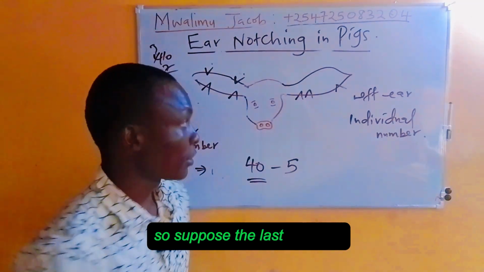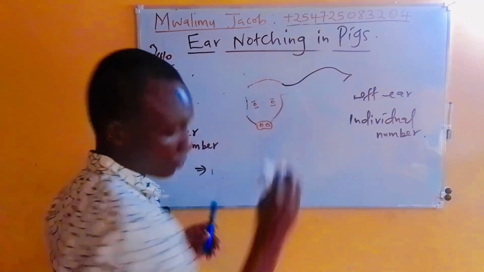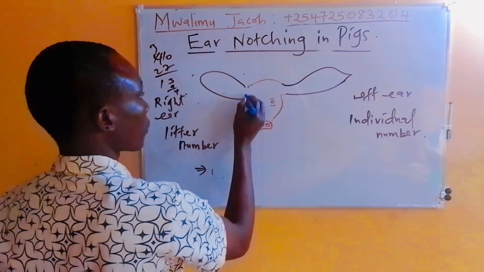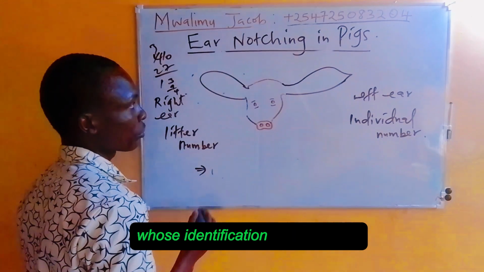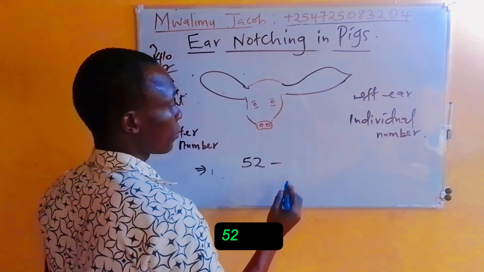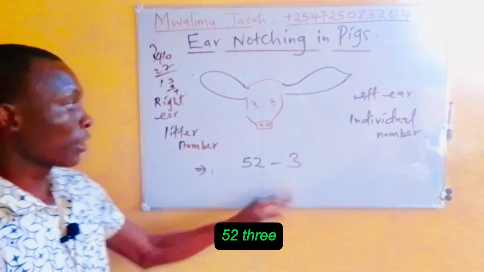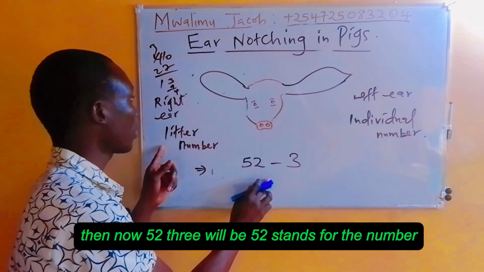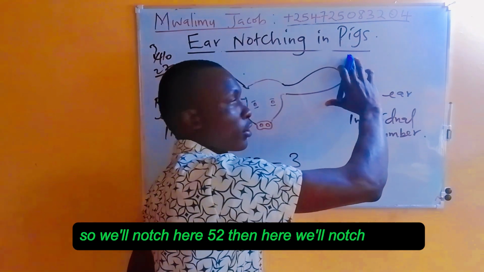So suppose the last example, suppose you are told to notch a pig whose identification is, let's say, 52, 3. Then 52 stands for litter number, which is on the right here. So we'll notch here 52. Then here we'll notch 3.